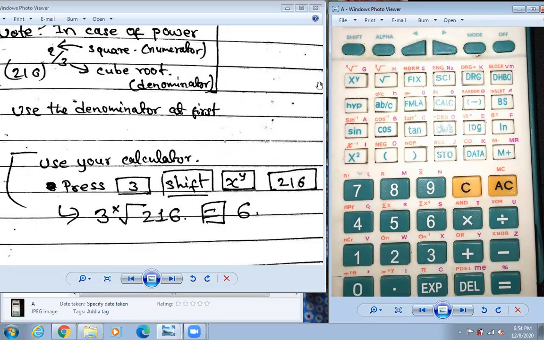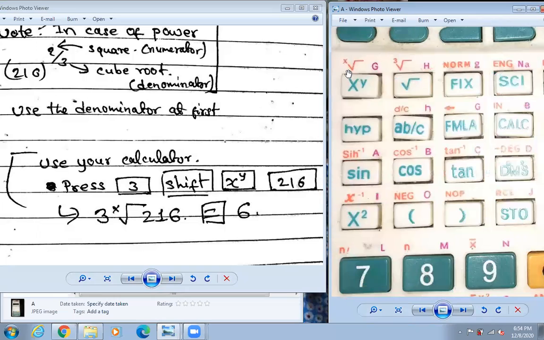Okay, so to find the root, where is the root? Here. So this is the power. X power, this is the sign of power. And what is this? Just above this one, there is root. It may be the root of anything. Look here, there is X written over here. That means it is the root of anything.